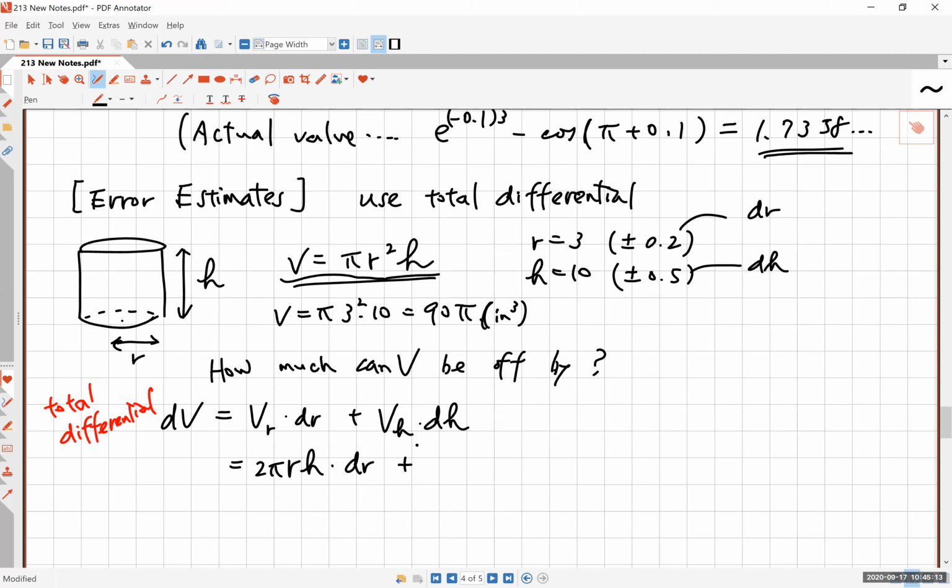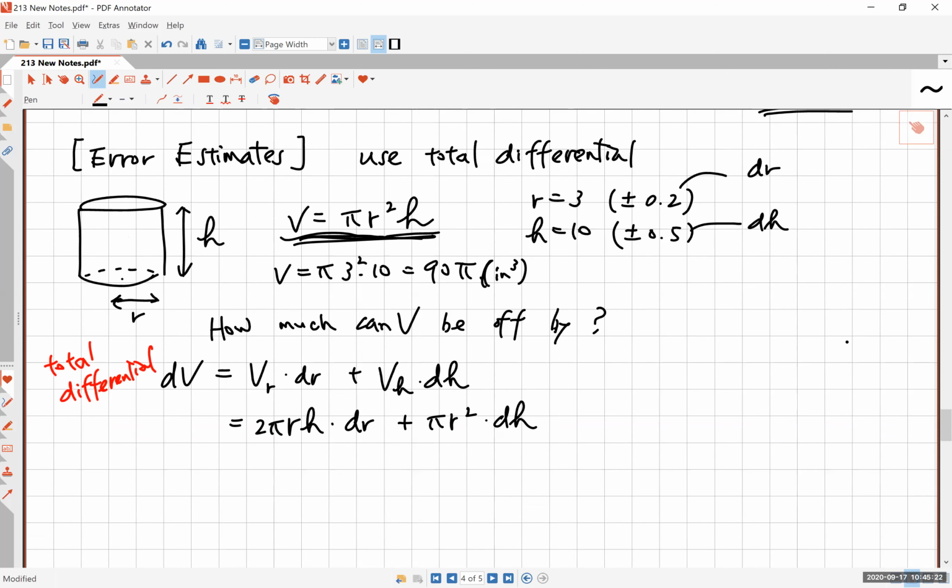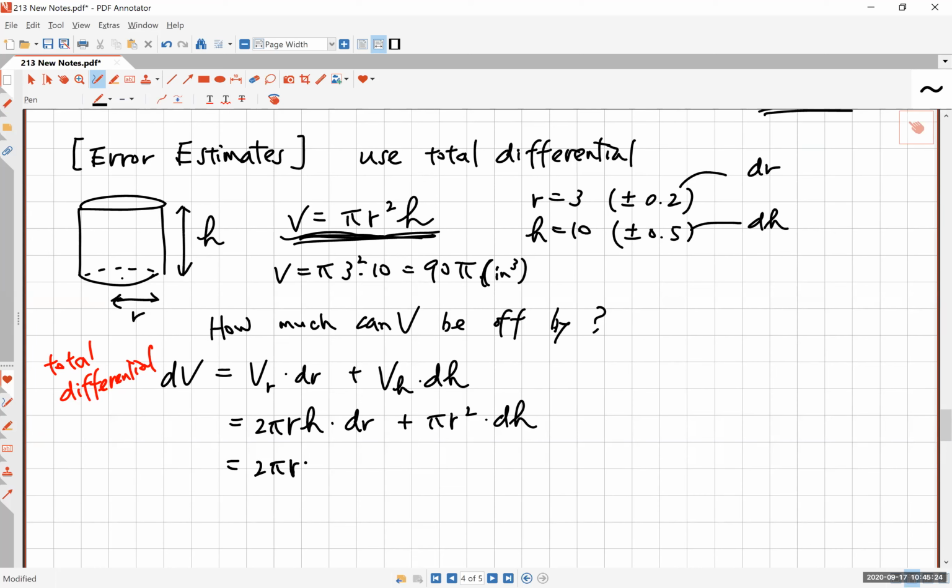Okay, and then how about V with respect to H? If you differentiate this with respect to H, you just get pi R squared, and then you have the dH, right? All right, so this is equal to 2 pi RH, and my dr at the maximum was 0.2. Oh, by the way, I should go ahead and start entering the real values in here, because we know what R and H is, right? So once you get this total differential figured out, let's go ahead and plug in numbers. 2 pi. R is 3. H is 10. And dr is plus or minus 0.2.